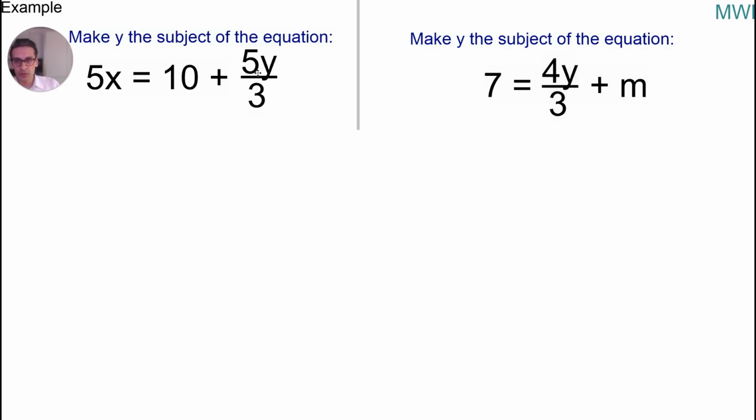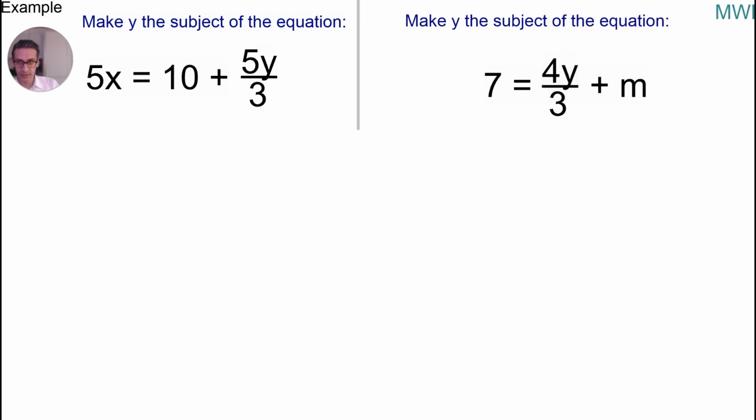Okay, we're getting to some tricky looking questions here. The skills haven't changed. We're still using the same skills, doing the same thing on the left hand side and right hand side to maintain equality. So I want to isolate y. I need to get rid of the 10, the 3 and the 5. Let's start by subtracting 10 from both sides. So this becomes 5x minus 10. That's a 0 pair. That's equal to 5y over 3.